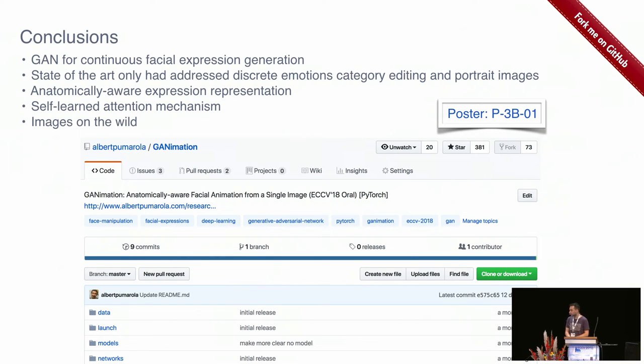So it seems that your method relies a lot on these action units, and I have several questions. The first one is how easy it is to extract these action units from a video, because this would allow you to transfer the expression from one character to another. And I also would like to know how easy it is to annotate the images with these action units. I would like you to elaborate a little bit more on this.